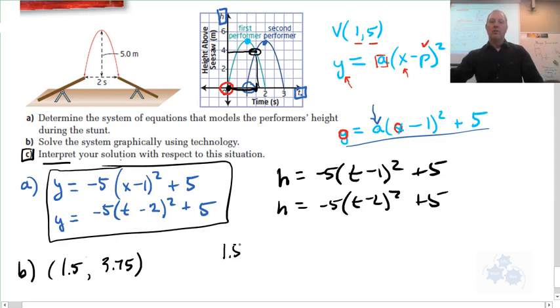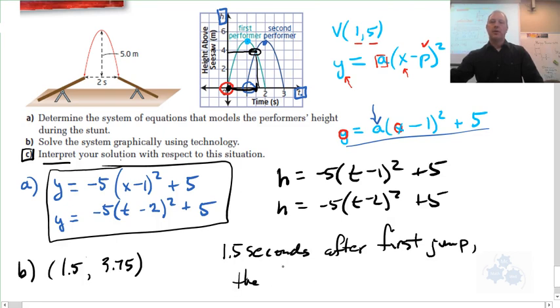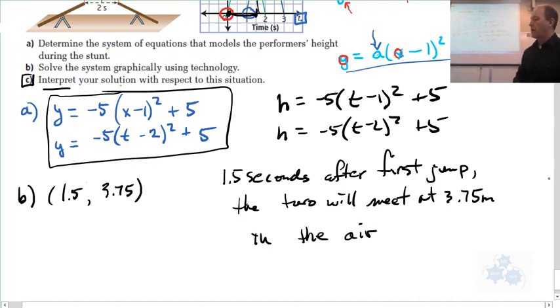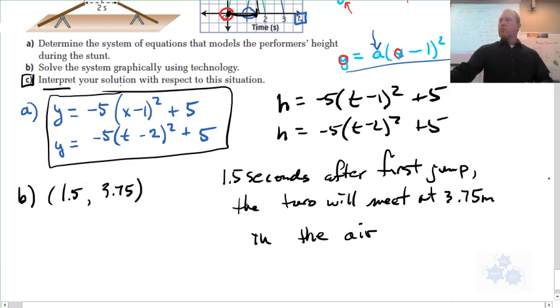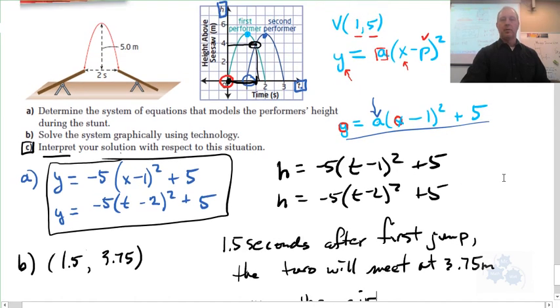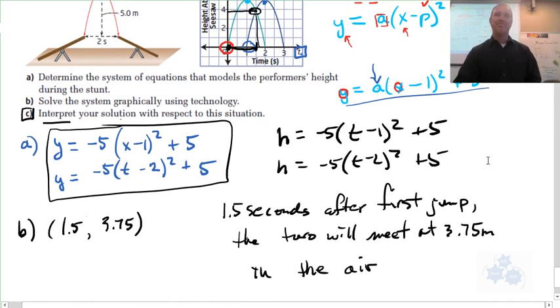So 1.5 seconds after the first jump, the two will meet at 3.75, what's the units? Meters in the air. Okay, sorry, that's pretty messy there, but interpreting this intersection point is really important, okay? We're going to have to look at it that way. All right, any questions with that?